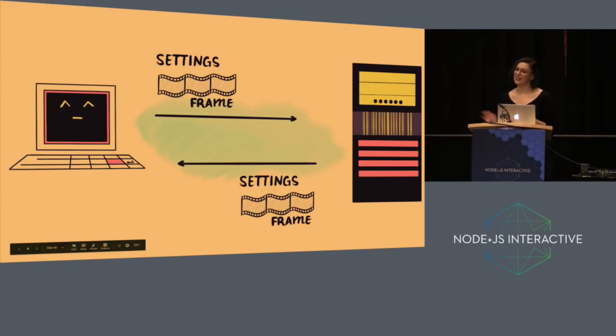But after all of that, you're then able to send each other settings frames with things like stream prioritization information, or the weights you want to give to certain streams. We'll go over those in a little bit. So you send over settings frames.